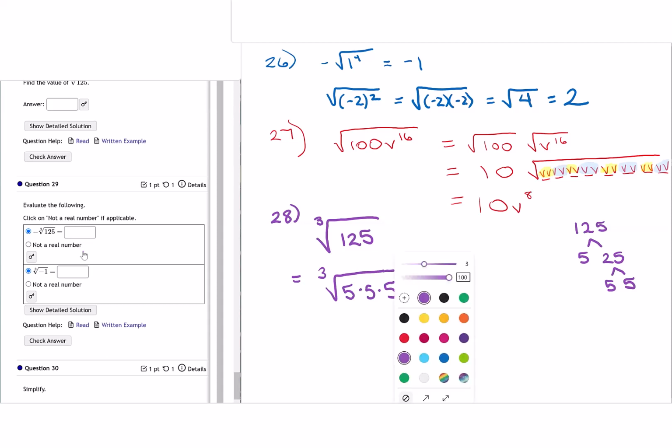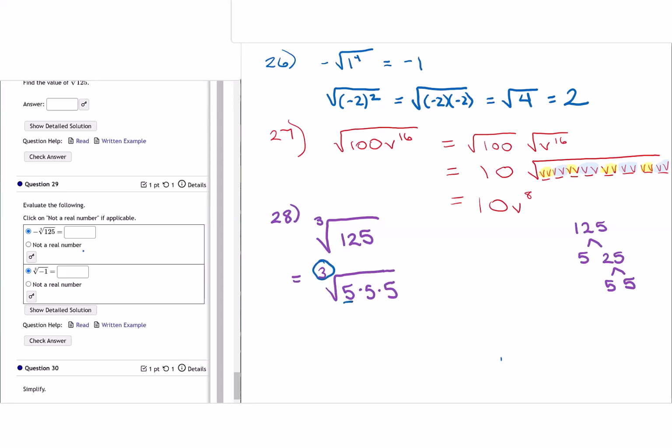Well, this is a little different because this 3 means I need 3 things under the radical. This then becomes 5. Remember, for every 2, when we had the square root, we got one of those values. Now for every 3, because we have the cube root, we get one of those values. The answer to number 28 is 5.